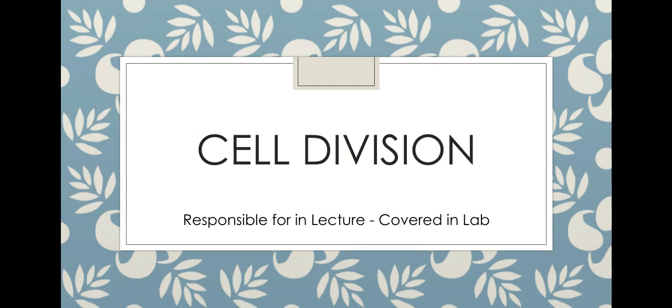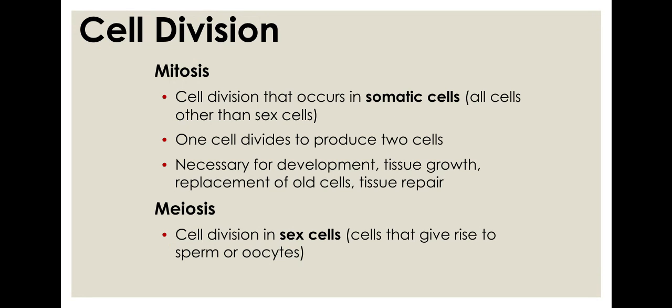Okay, so let's talk about cell division. You definitely cover this in lab, but you are responsible here in lecture as well. So cell division comes in two flavors, or two different parts. There's mitosis, which is somatic or body cells, anything that is not a sex cell. One cell divides and then makes two cells, and it's an identical copy. And of course, we need this for development, tissue growth, replacing old cells, and repairing tissue.